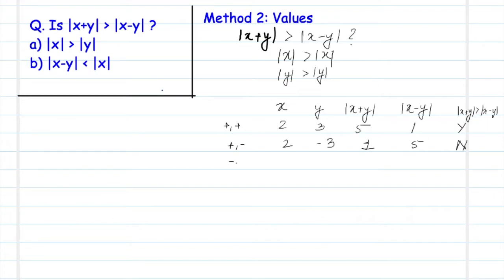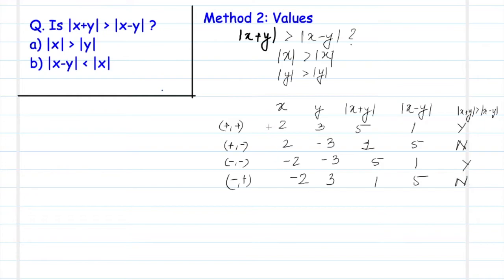And why are we doing this again? We are doing this to figure out for which values we can answer the question as yes or no, right? So now let's take both of them negative. And what do we get? This becomes 5. This becomes 1. So this is yes again, right? And similarly, we get this.